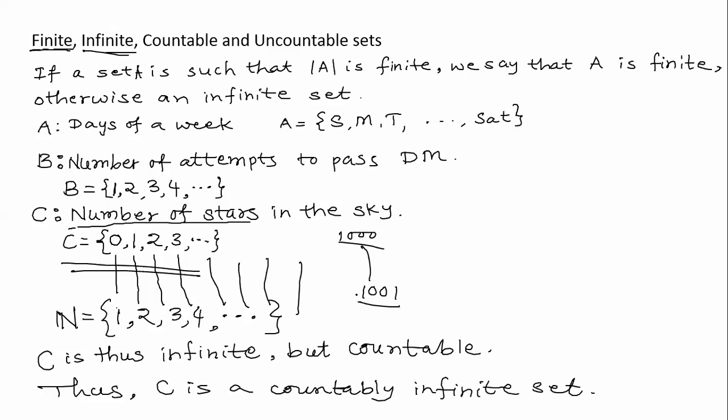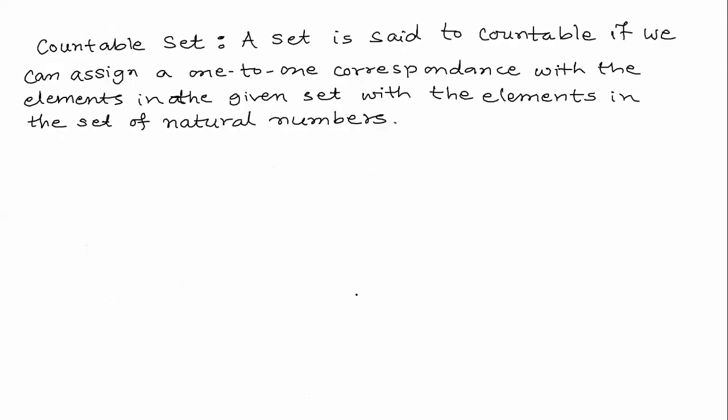Okay, very much logical. Then, which sets will be called uncountable sets? If there is no one-to-one correspondence in a given set with the natural numbers, then the set will be called an uncountable set. Let us define D. D is the set of weights of students in our college.